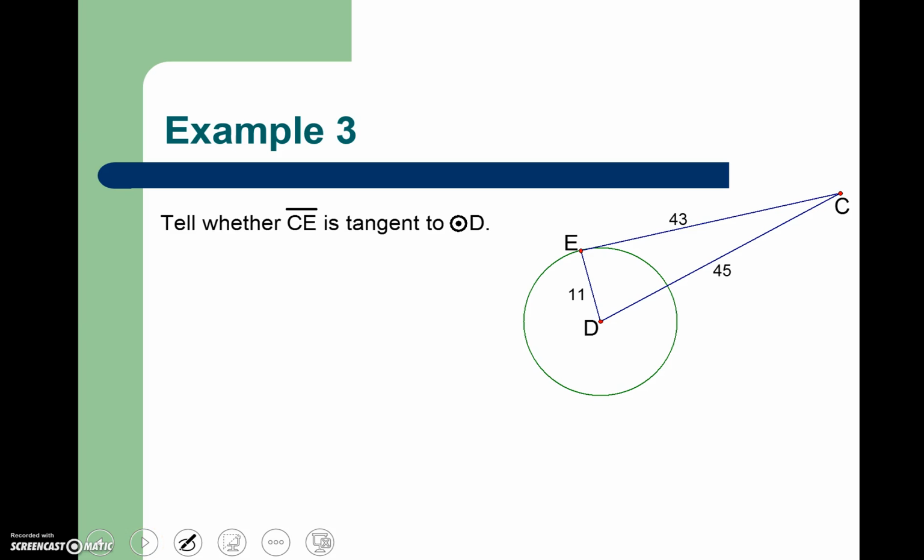Our next example here is utilizing that. I wanted to decide whether CE, this line CE, is a tangent to that circle. And we have some important information. We know that this length is 11 and this length here is 45. So what we can then use here is the Pythagorean theorem.